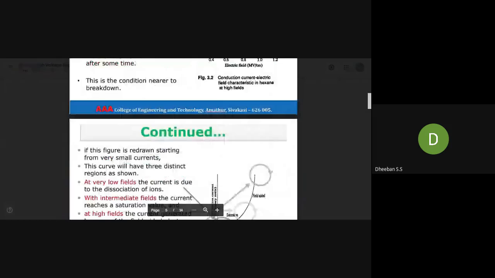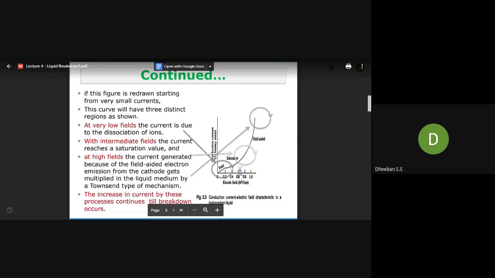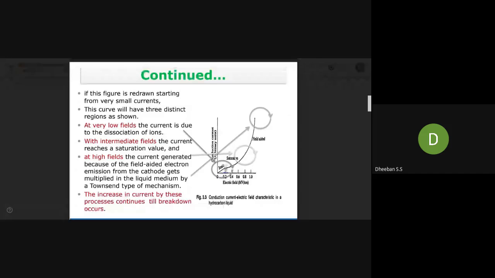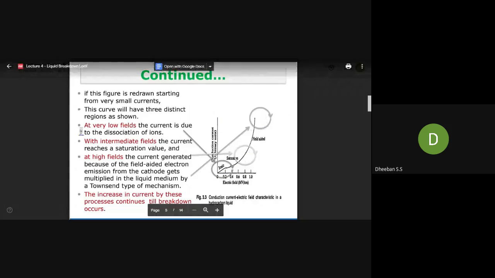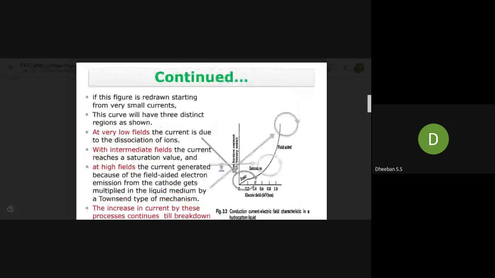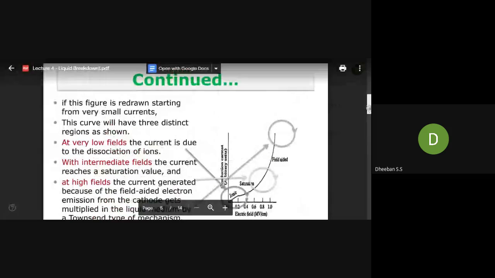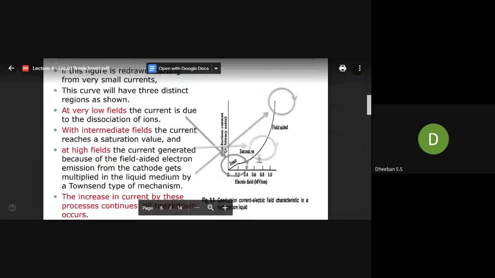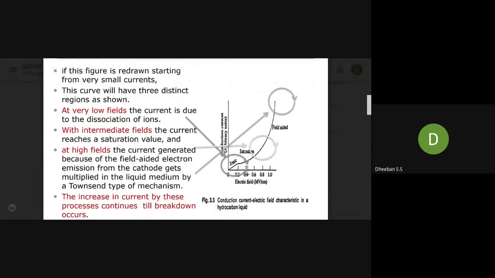Okay. So here you can see. First, a very small current happens, then it gets transferred into three different regions. First, at the very low electric fields, the current is due to the dissociation of ions, similar to your ionization process. So the electric field is first minimum, so over here the ionic process takes place.